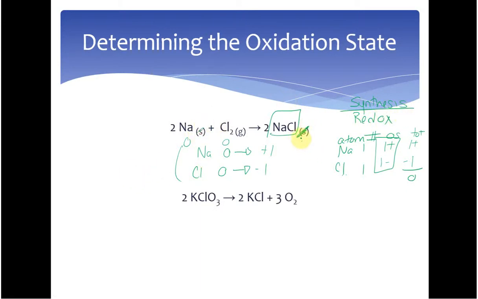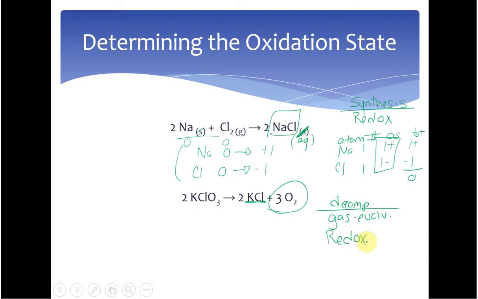Honestly, this right here should say aqueous, and so it would not be precipitation, it's not acid-base, it's not gas evolving, it's just synthesis and redox. Down here, this is a decomposition reaction. 1 reactant forming 2 products. Now, this is not acid-base. KCl is always soluble, so it's not precipitation. It is gas evolving, it's producing oxygen. And it is also going to be redox, but let's go ahead and see how I know that.